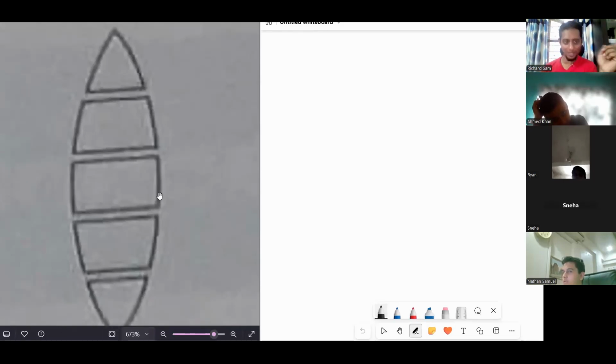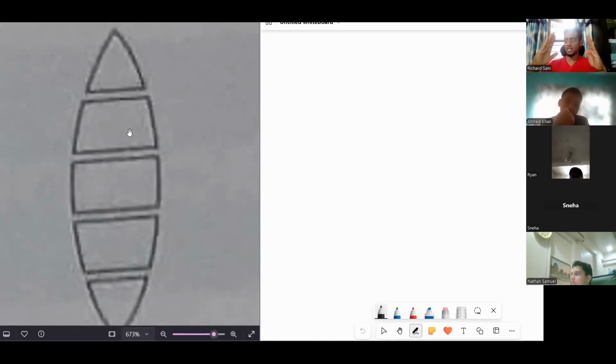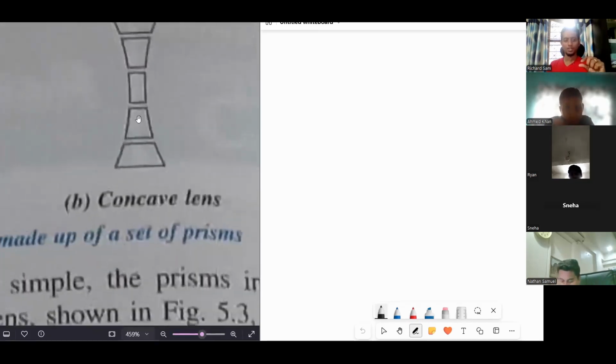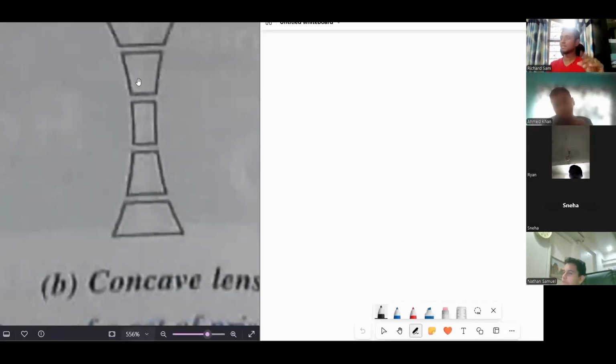So if you see a convex lens or a concave lens, their two sides are not parallel to each other. They're at an angle. So in other words, a convex lens is like multiple prisms. Same way, a concave lens is like multiple prisms, because the two opposite sides are not parallel to each other.